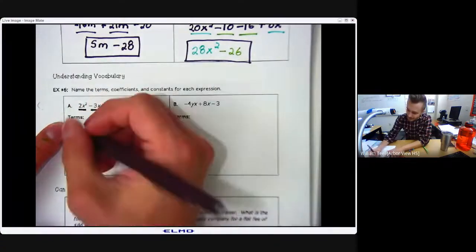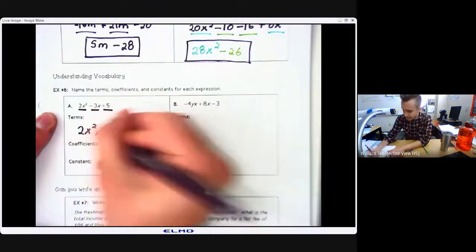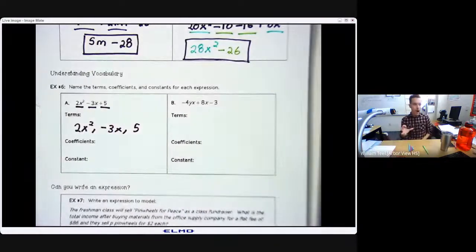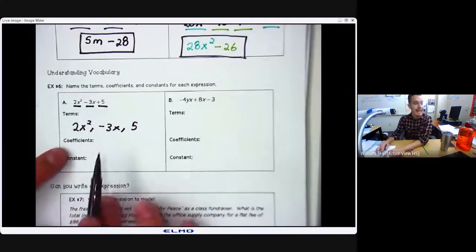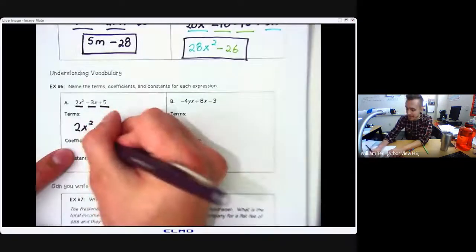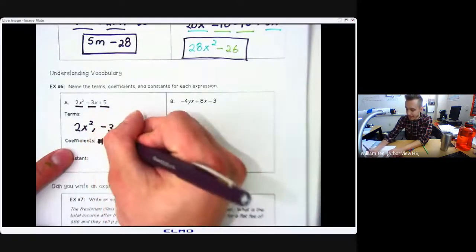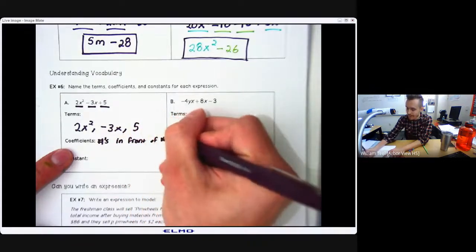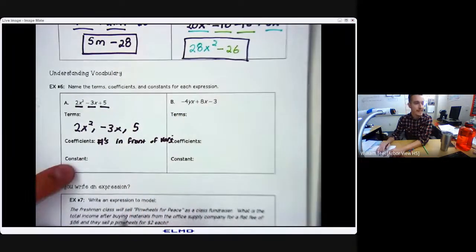So the terms are literally going to be 2x squared, negative 3x, and positive 5. All of the terms that are in the expression, no matter if they're constants, no matter if they're variables, no matter if they are the coefficients, we are going to include every individual part of the expression underneath the term category. Now, coefficients, these are going to be the numbers in front of variables. So all of the numbers in front of the variables, that's what's going to go under coefficients.